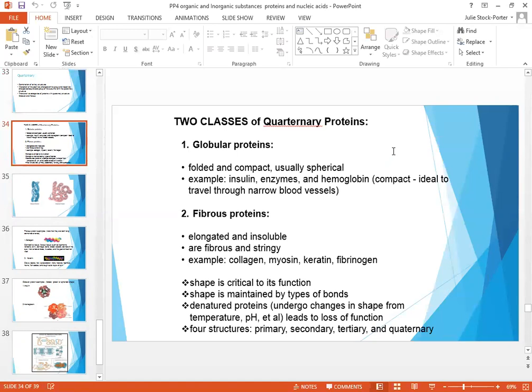The shape is critical to its function. It's maintained by types of bonds. Denatured proteins are proteins that have undergone changes in shape because of temperature, pH. All of these things have to be very precise. The environment has to be precise, or proteins will unfold, unbond, and they will lose their function. 4 structures: primary, secondary, tertiary, and quaternary.